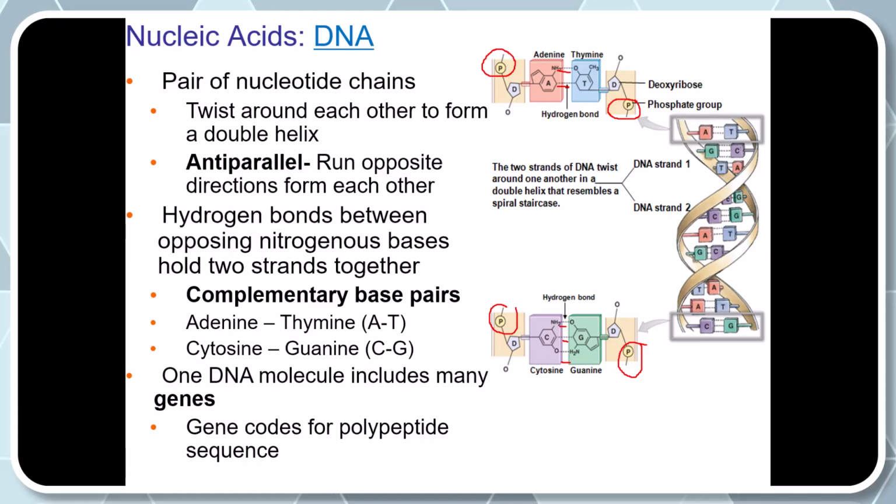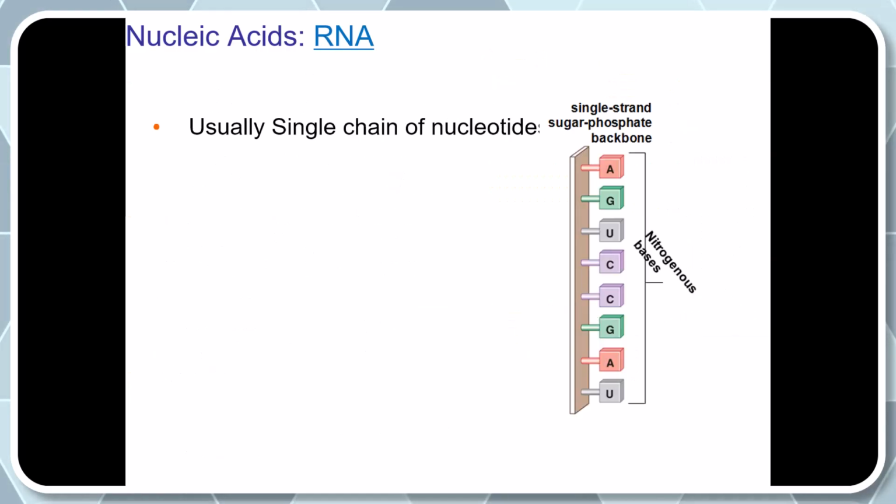And one DNA molecule can actually hold many genes, and broadly speaking, genes code for a particular polypeptide sequence, and really that's basically saying like genes code for a particular protein sequence. RNA, on the other hand, is usually a single chain of nucleotides.